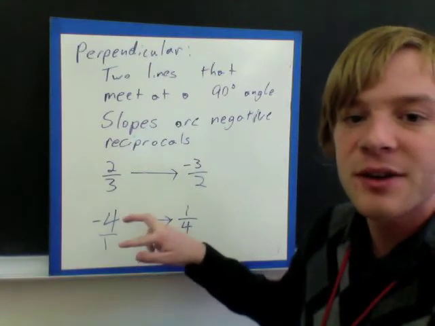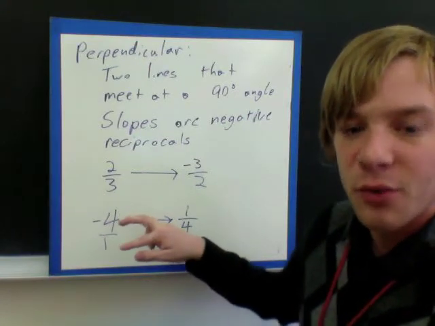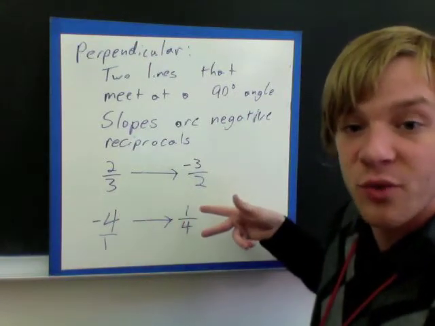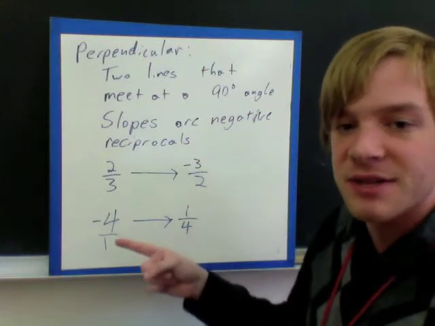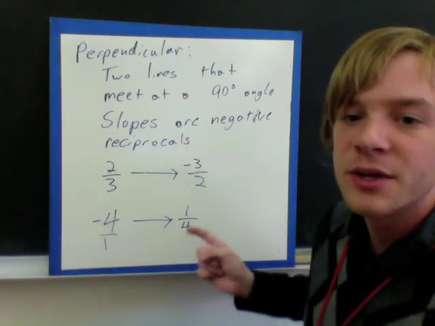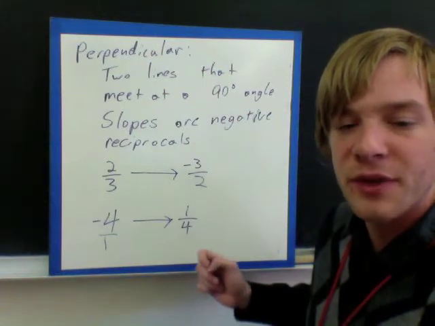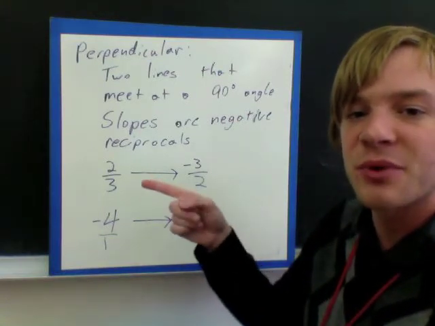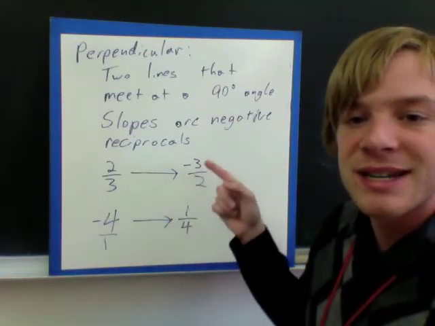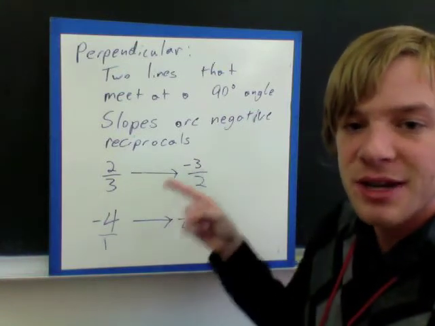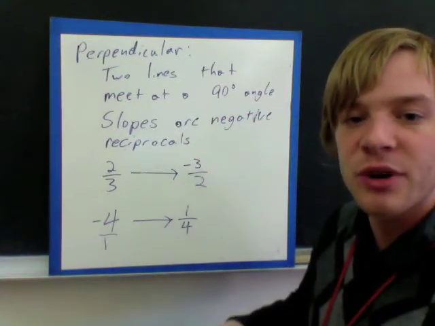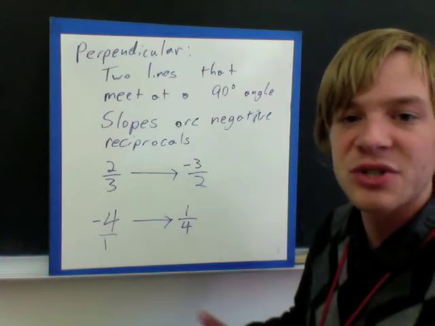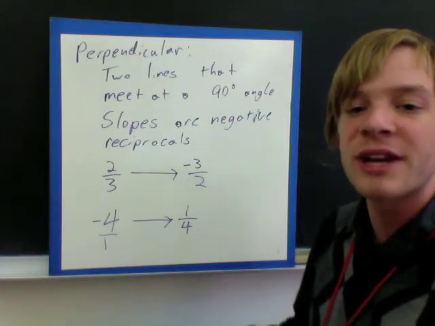So we're going to take our negative reciprocal like this, we're going to flip it upside down, so we have 1/4, and we make it positive. So we went from -4 to positive 1/4 for that example. And for the first example, we went from positive 2/3 to -3/2. We just flip whatever fraction we have and change the sign from positive to negative or negative to positive.